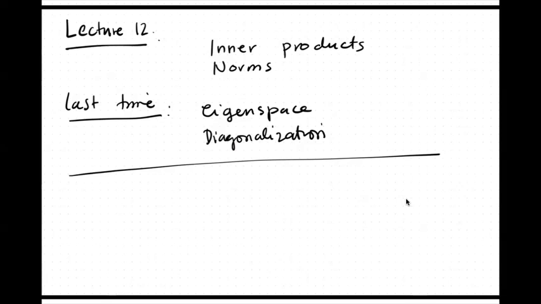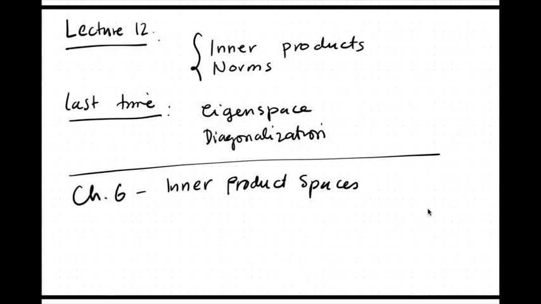And now in chapter 6 of the book, the title is Inner Product Spaces. The first section we will cover is inner products and norms. And then, let's continue.